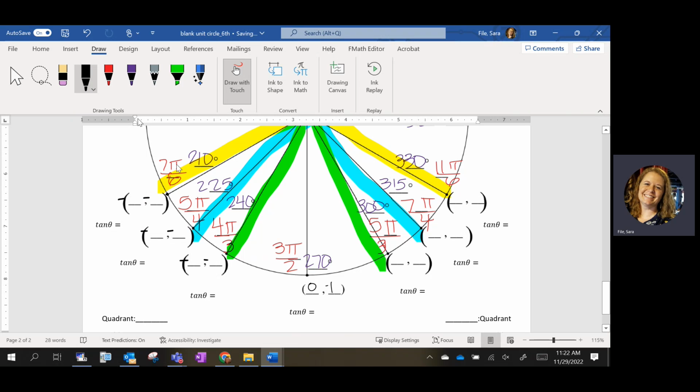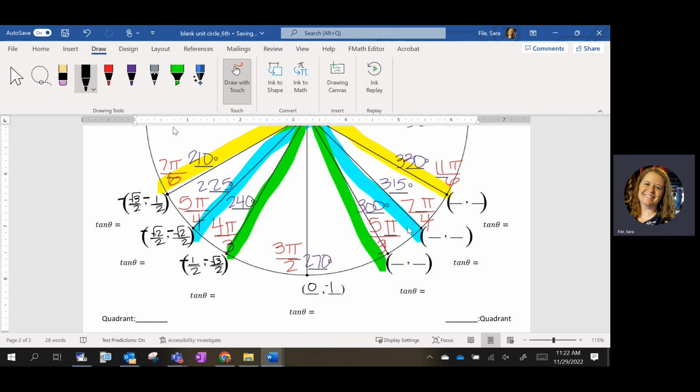The 30-degree or the pi/6 reference angle is still going to be √3/2 for the X and 1/2 for the Y. It's just the negative getting tacked on. This is still going to be √2/2 for the X and the Y. This one will be the 1/2, √3/2.